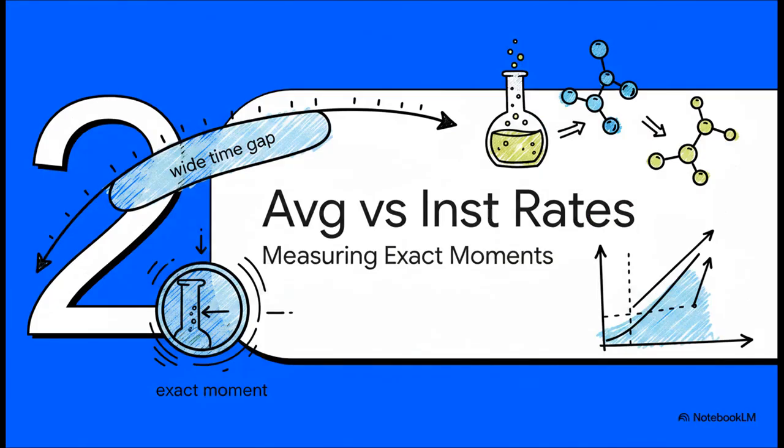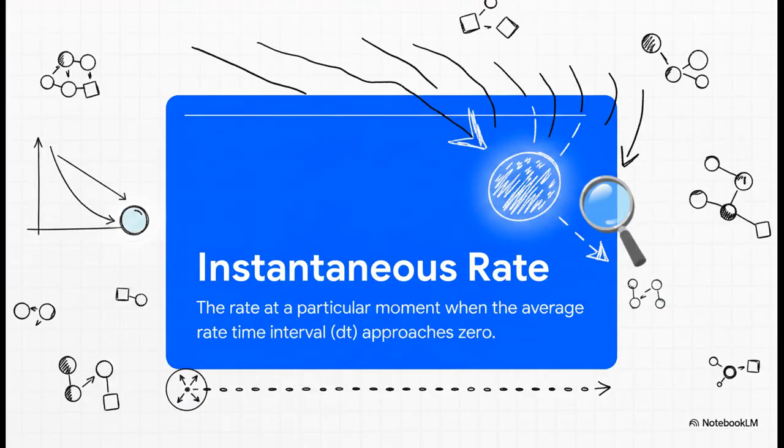Moving right along to Section 2, average versus instantaneous rates. We've seen how our rate changes over a wide time gap, but for your exams, we usually need to be way more precise. Because a reaction's rate is constantly falling as reactants are consumed, an average rate over a long period just isn't enough to predict the speed at one specific instant. To express the rate at a precise moment, we need the instantaneous rate. Mathematically, we get this when we consider the average rate at the absolute smallest possible time interval, when our dt basically approaches zero. In your formulas, this transforms the delta into a derivative, written as d[R]/dt. Think of it as the exact speed at an infinitesimally small slice of time.